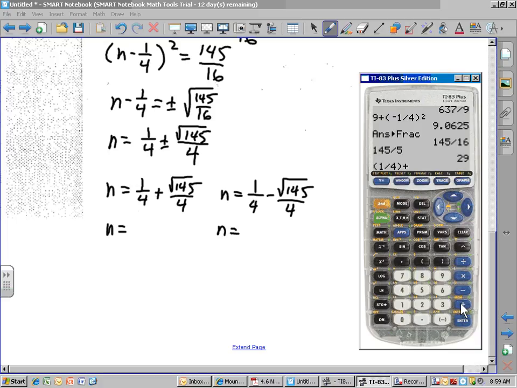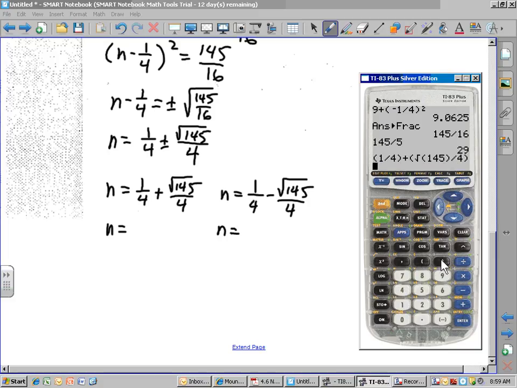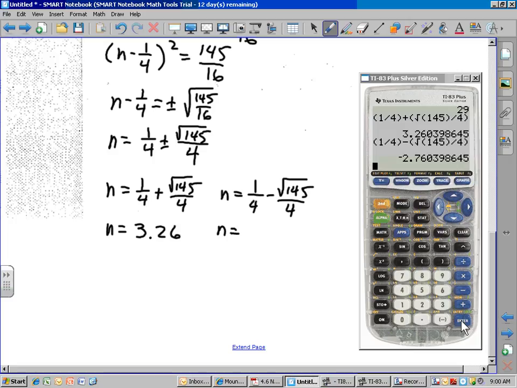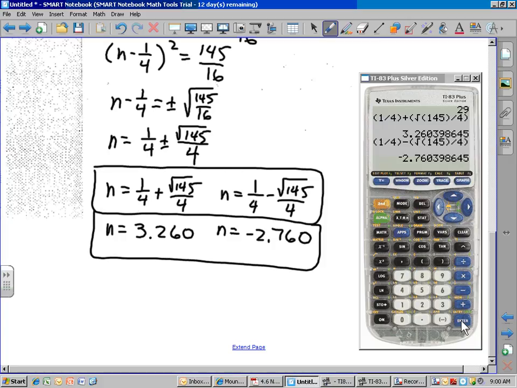1/4 plus square root 145 divided by 4, and minus. So we end up with 3.260 and negative 2.760. These are the exact answers. These are the decimal answers. The application will tell us which of these we would want to know. The decimal answers we can confirm. After doing all this work, we can check to see if we got it right. Again, by graphing.